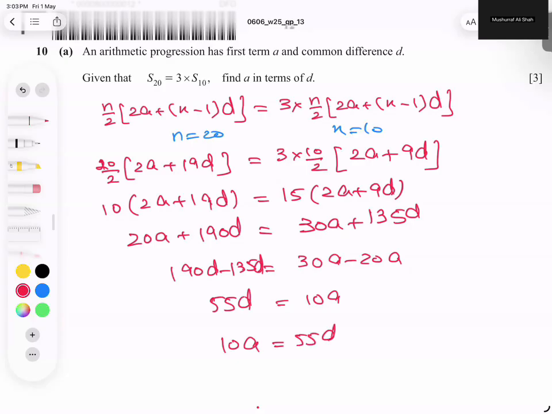And after that, you can see, if we divide by 10 on the other side, because we have to make a the subject, so 5 2s are 10 and 5 11s are 55. So a is 11 over 2 d. Alhamdulillah Rabbil Alameen. This is correct. So we got a in terms of d. So the first part is done, and let's go for the next part.